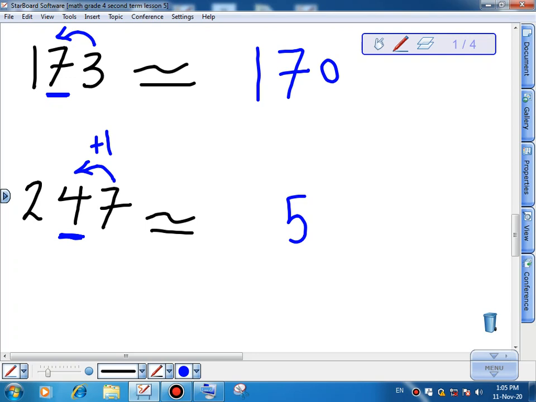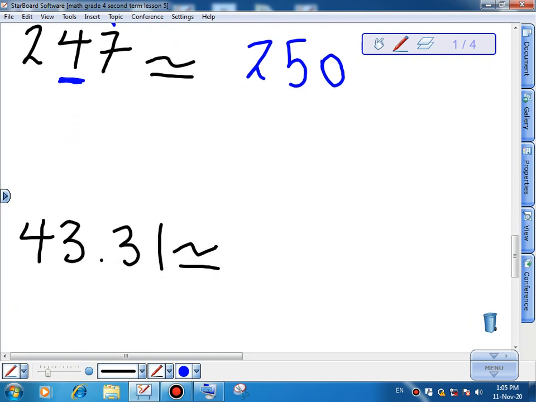Okay? The next step, replace 7 by 0. Just increase and go. Okay, the other digit here, the hundreds place, leave it as it is. Okay, it will be 250. 250.